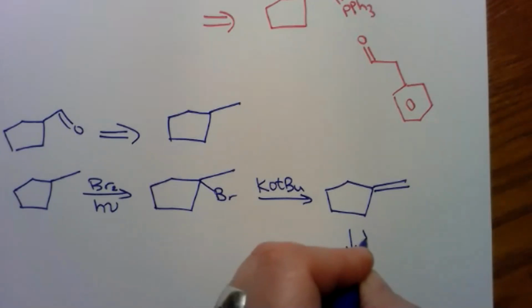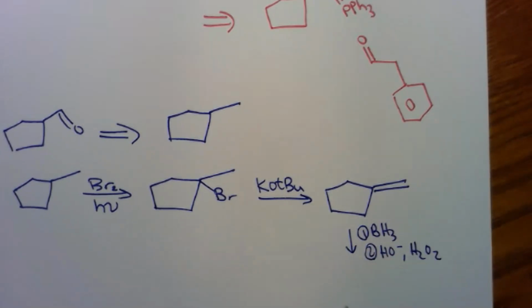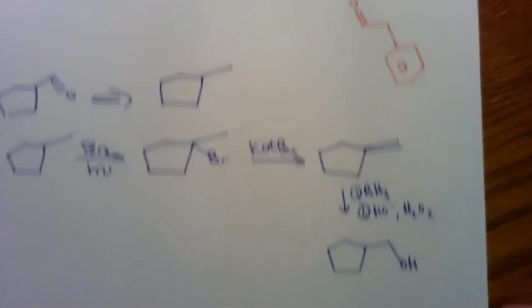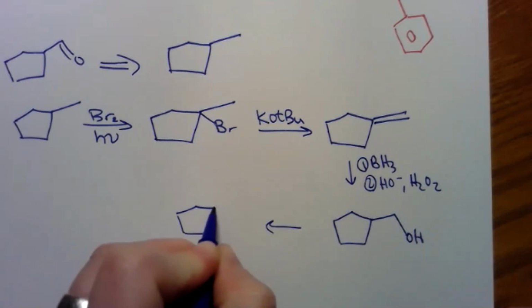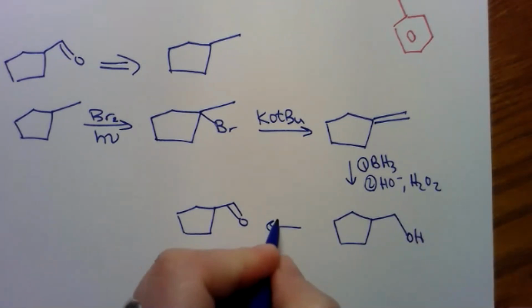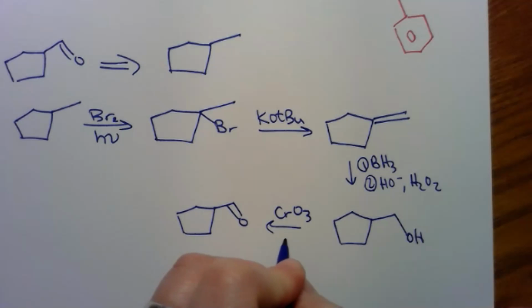Then I can do boron stuff, BH3, hydroxide and peroxide to give me an anti-Markovnikov alcohol. And then from there, I want that alcohol to become an aldehyde. So I need a weak oxidizing agent. Chromium, pyridine, and HCl, also known as PCC. So that's my aldehyde made.